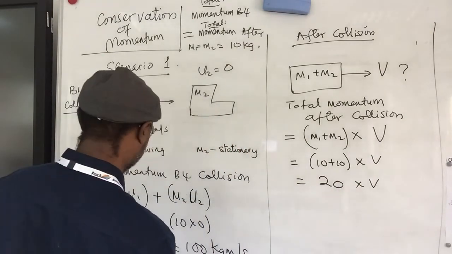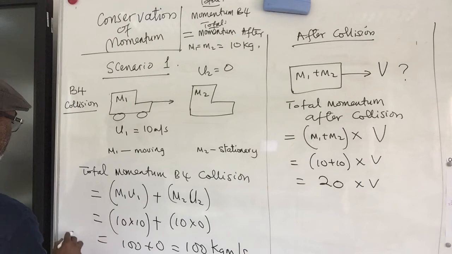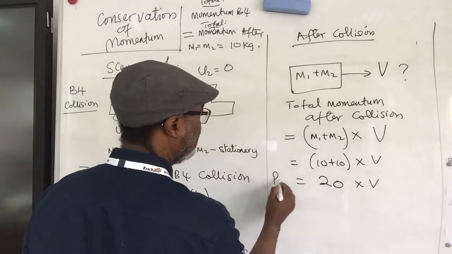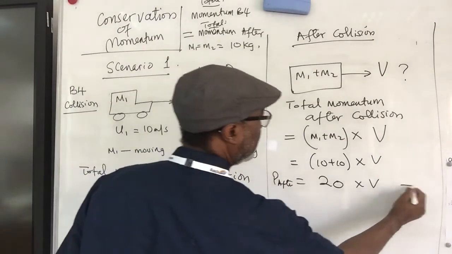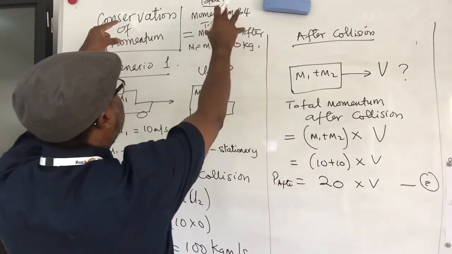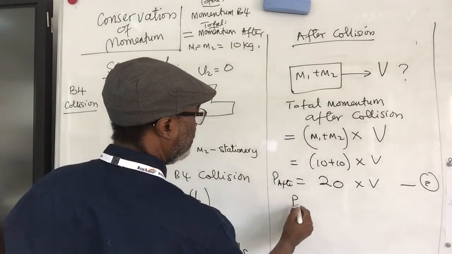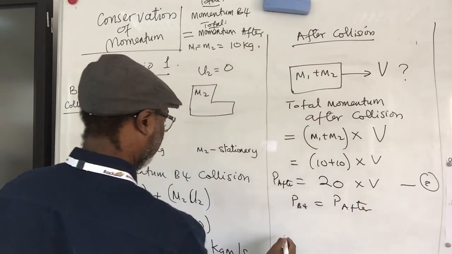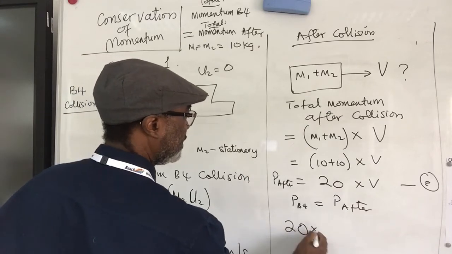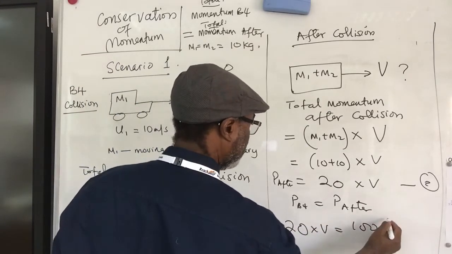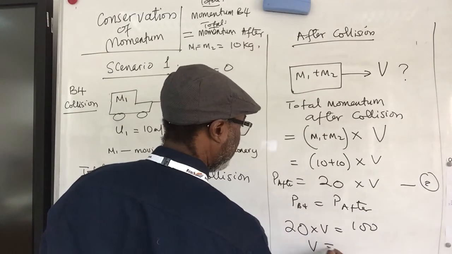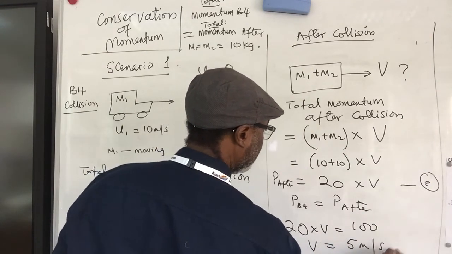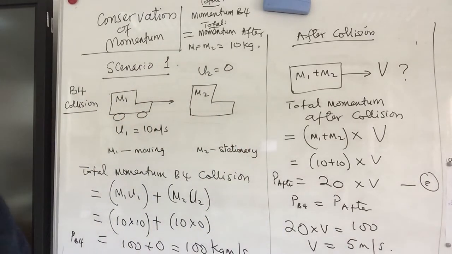So if I say this is my equation 1, which is momentum before, I can then say momentum after is my equation 2. According to conservation of momentum, momentum before should be equal to momentum after. Therefore, 20 times v should be equal to 100, where v would then be equal to 5 meters per second. I hope that explains how that is solved.